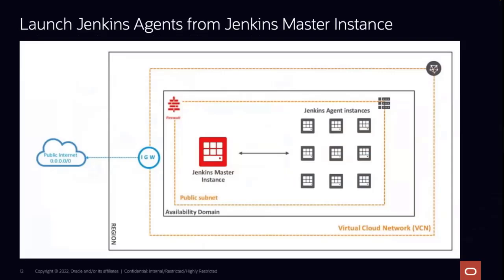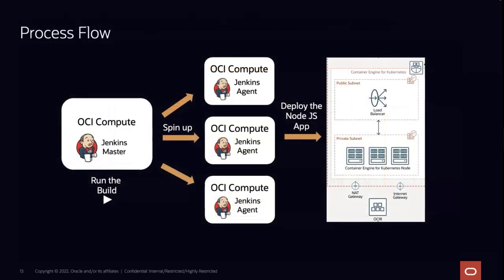So let's see how we can launch the Jenkins agent from the Jenkins master instance. Within this demonstration which I'm going to present, I will be launching my own Jenkins instance, Jenkins installed on the OCI instance, which is there on the public subnet, and then being able to run some jobs and then spin up the Jenkins agents within different compute instances as slave nodes within OCI.